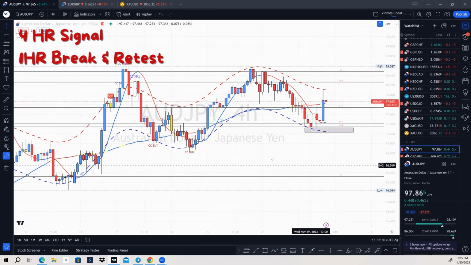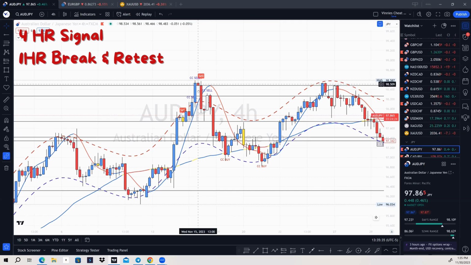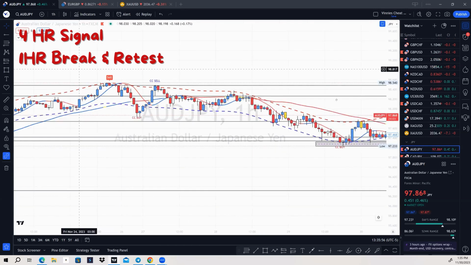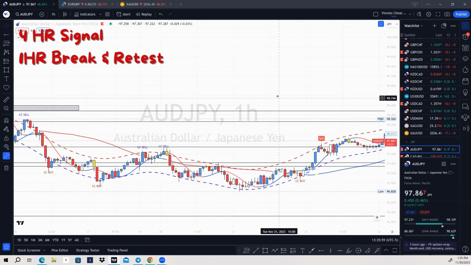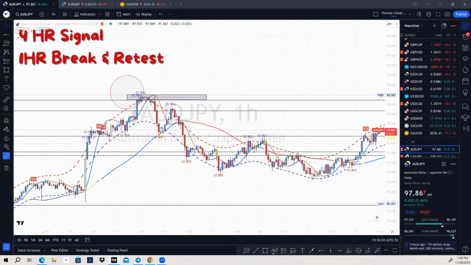So we can take a look at this example right here. This is another example. This is not the greatest example, but let's take a look at it. We had a 4 hour signal here on this candle right here. So now what we want to do is draw our rectangle. We'll go to the 1 hour time frame. And voila, this would have been a beautiful, beautiful entry.